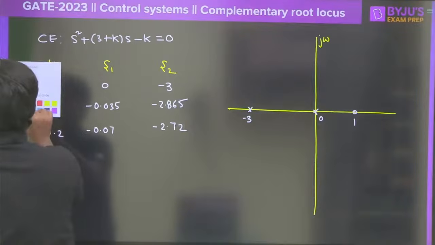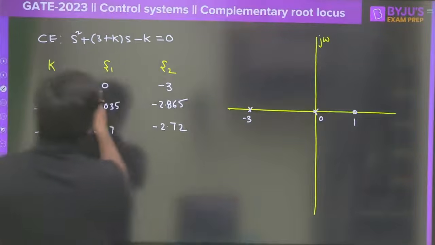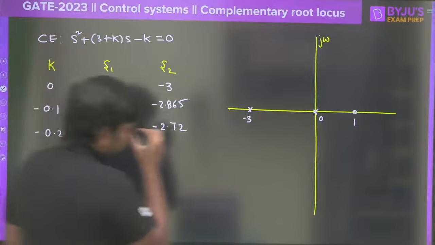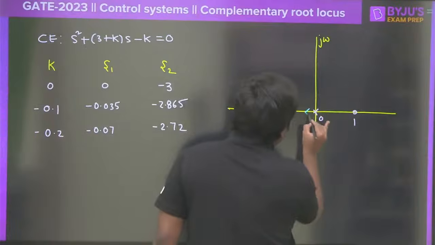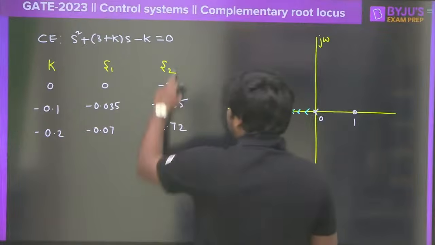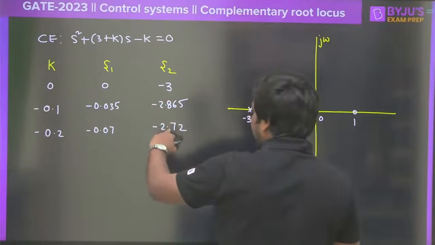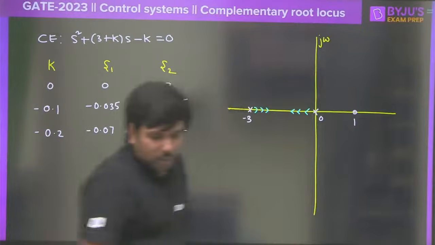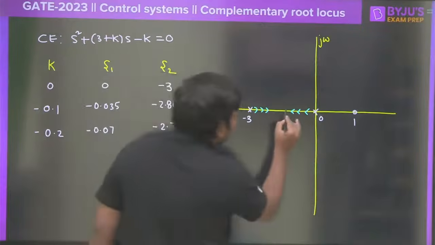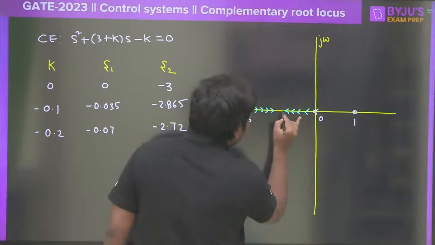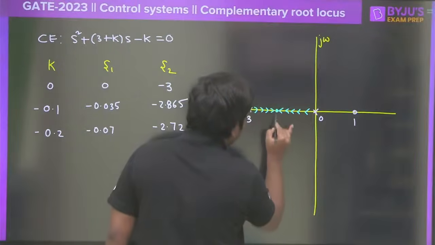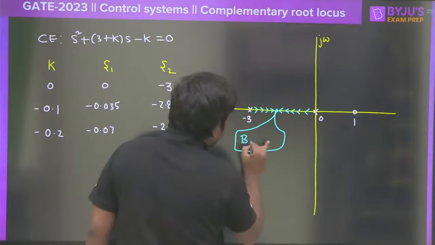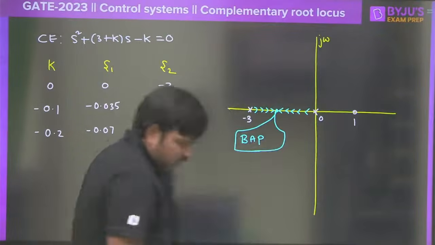So see here. One pole started from s is equal to 0, then minus 0.035 and minus 0.07. What does it mean? It is actually traveling in this way, right? And what about this one? Minus 3, minus 2.85 and minus 2.27. And this will be coming in this way, correct? So now you tell me what happened here: this root locus branch and this root locus branch will meet together at this point, correct? And this is exactly called a breakaway point, right? So the breakaway point calculation and all, everything we can do in the same way.